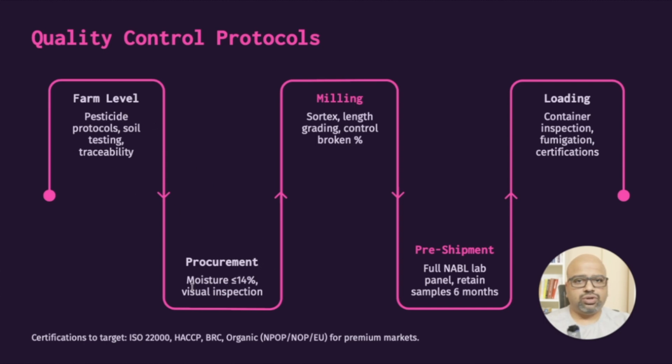Procurement: make sure of the moisture rate, what market you're working in, and what product the customer is asking for, and plan accordingly. That's how it needs to be done. And milling: whichever companies you work with, make sure of the grain length and control on broken rice.